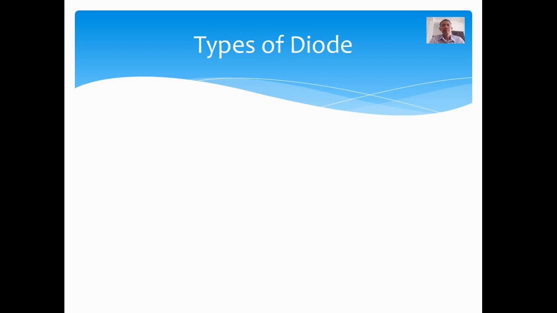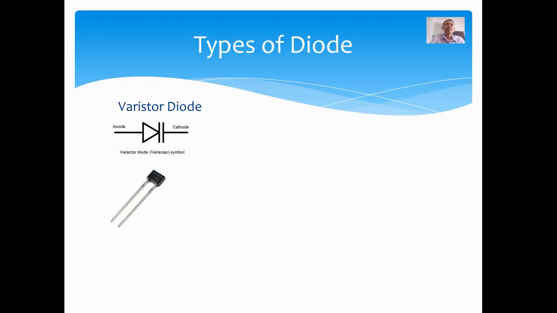Another type of diode is a varistor diode, or they also call it varactor diode. As you can see on the symbol, it is a combination of a diode and a capacitor. So basically this component is used to protect the circuit against overvoltage.